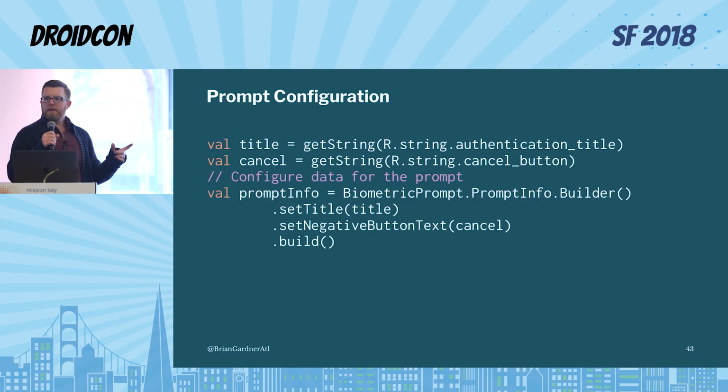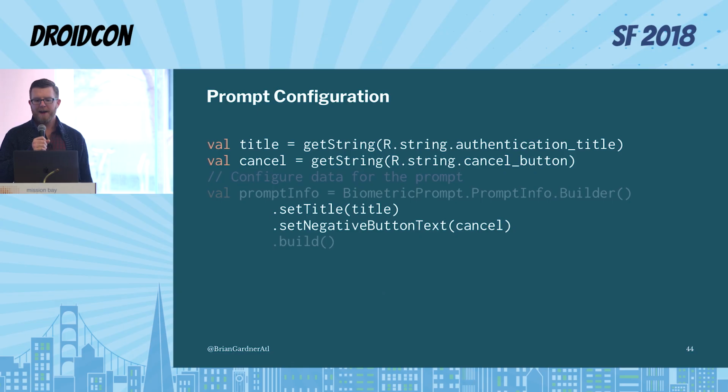So you might be wondering, well, where does the actual title and description information come into play? They introduced a new object called the prompt info. So instead of setting that on the biometric prompt itself, you have a prompt info where you set it instead. So this does use the builder. So you have your title. See if this works. Yep. So you have your title and your negative button here.